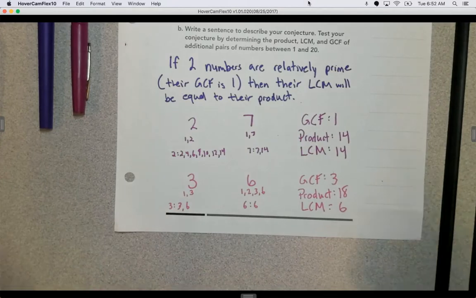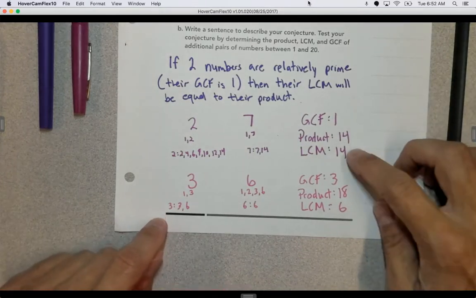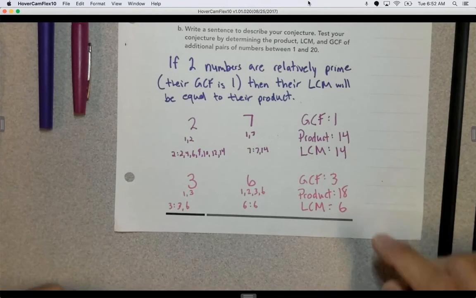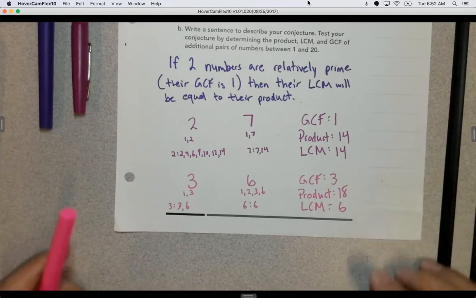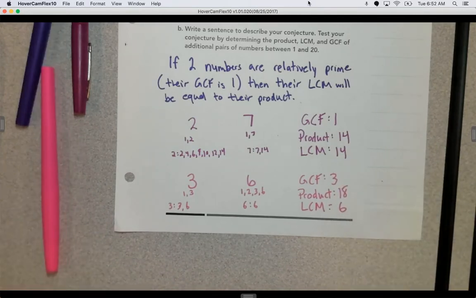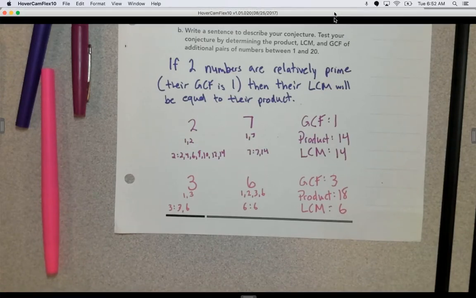Or I could think of the GCF times the LCM will always equal the product. The GCF times the LCM will always equal the product is another way to think about this. I kind of like that as a conjecture as well. Mind blown.